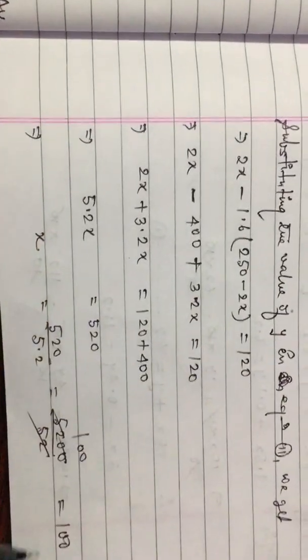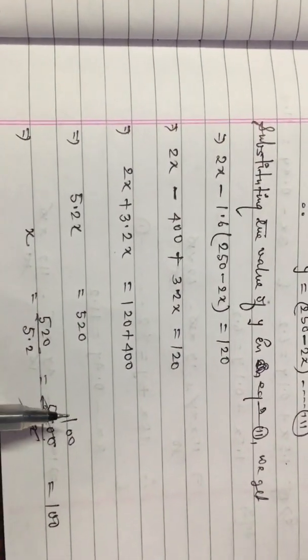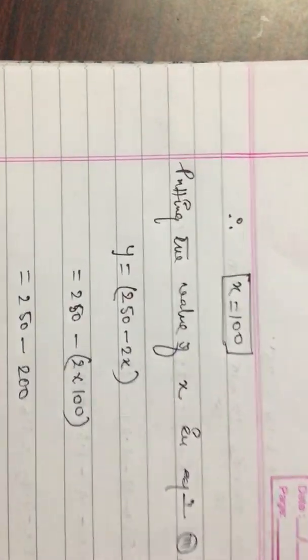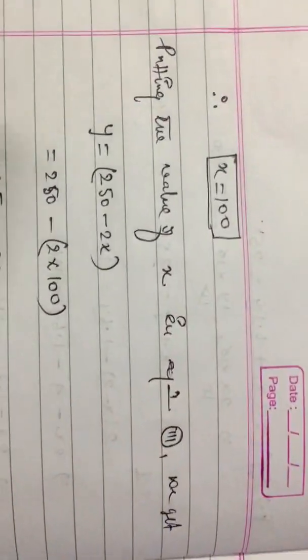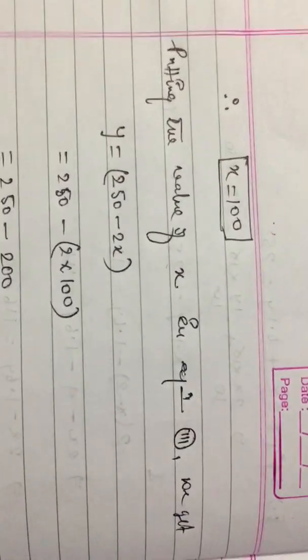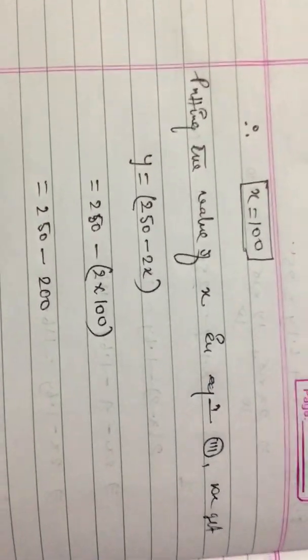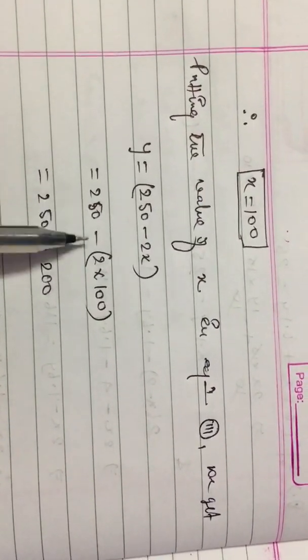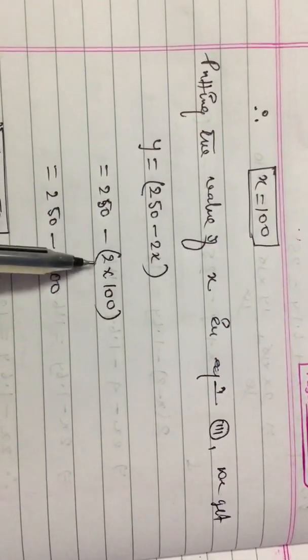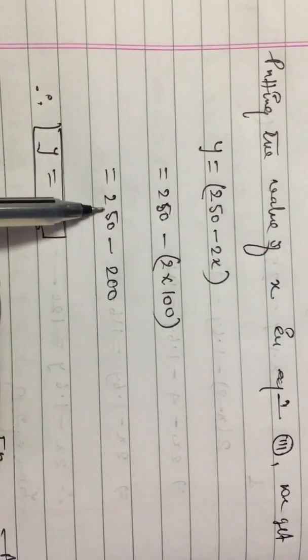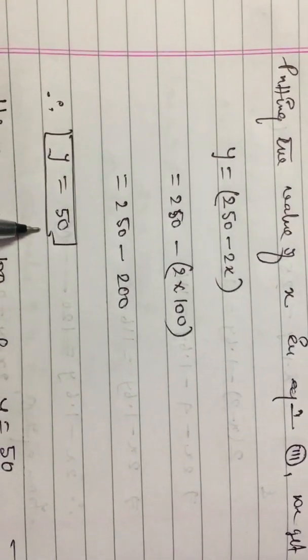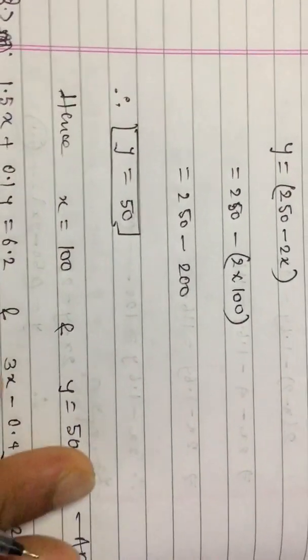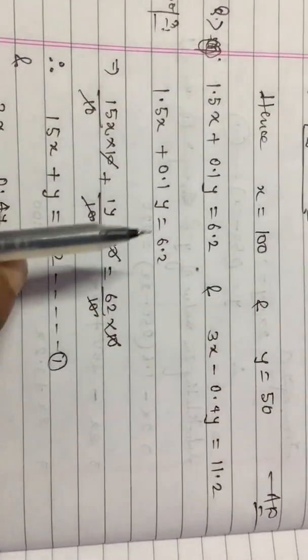Now substitute this value 100 in either equation 1, 2 or 3. Hence x is equal to 100. Putting the value of x in equation number 3, y is equal to 250 minus 2x, that is 250 minus 2 into 100. 100 2s are 200, and 250 minus 200 is 50. Hence x is equal to 100 and y is equal to 50.